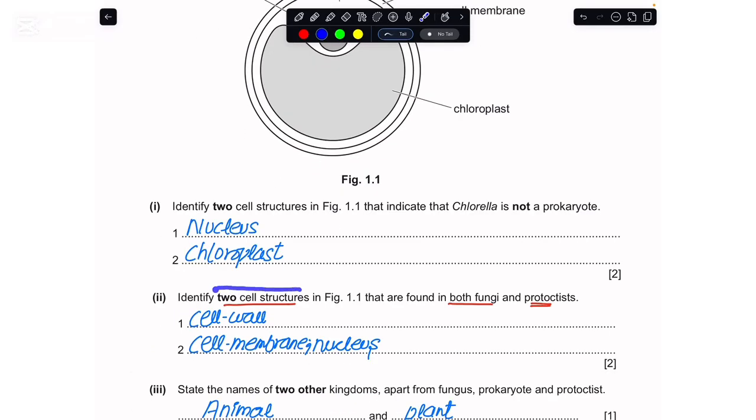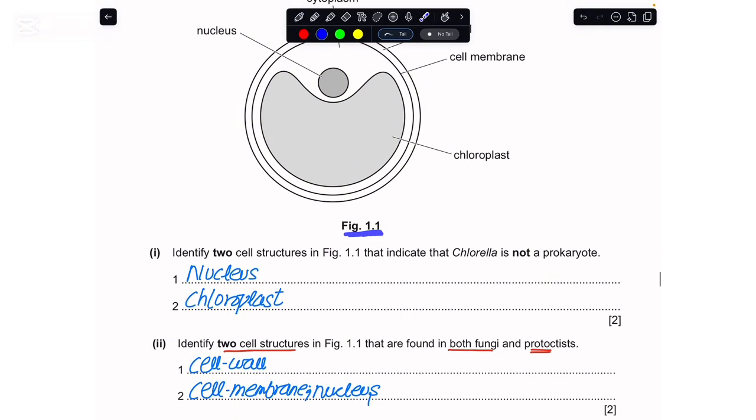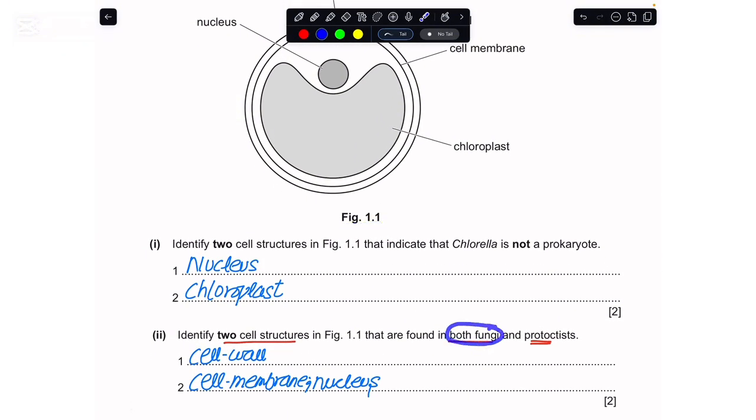Now, here the examiner wants us to identify two cell structures that we see in figure 1.1 that would be there both in the fungus and protoctist. See, the word is protoctist, not prokaryote. So the protoctists are eukaryotes, so they would have the nucleus. Fungus again would have the nucleus. This again is a eukaryote. Both of them would have the cytoplasm, and both of them would also have the cell membrane in them. So out of these points, you have to quote any two. I have written cell wall and cell membrane. If you forget any one point out of here, you can write the nucleus as both of them are eukaryotes.